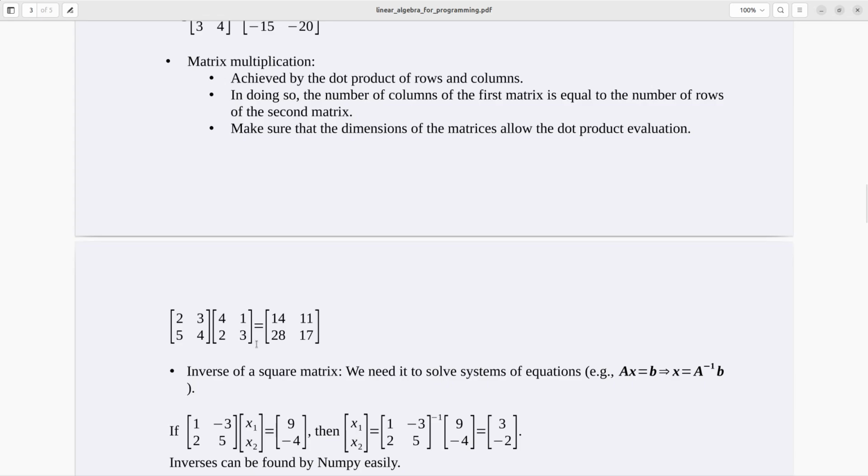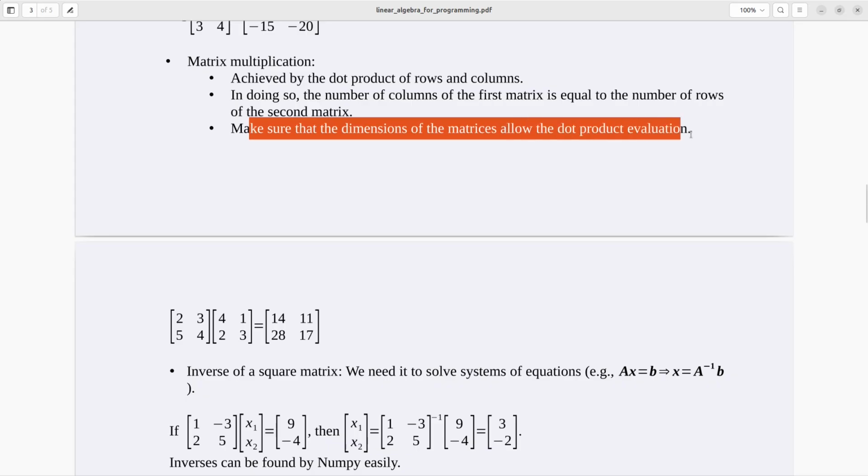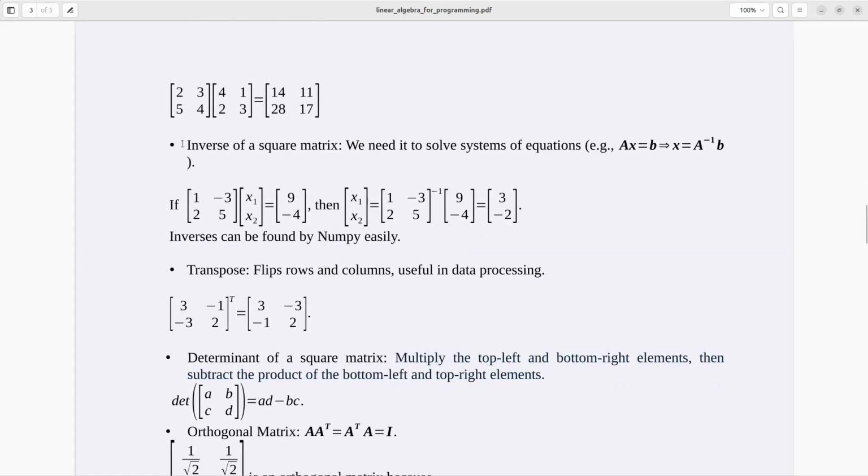Otherwise I'm not able to produce the dot product because I don't have a matched number of elements. So we have to make sure that the dimensions of the matrices allow the dot product evaluation. Okay, now let's talk about the inverse of a square matrix.